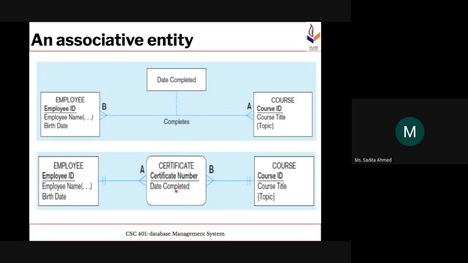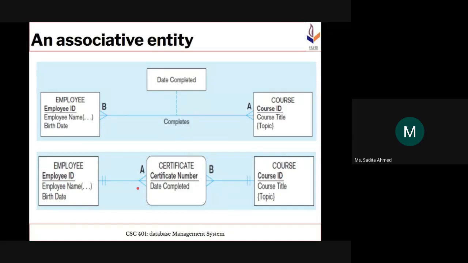And when I convert it to the associative entity, notice that the notation of the cardinalities changes a little bit. Why? Here it's simply a many-to-many relationship. An employee completes many courses, a course may be completed by many employees. Alright? The notation has changed a bit here, you have to focus on this, you have to notice this, you have to understand that.